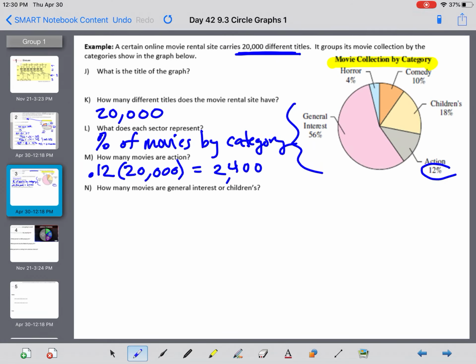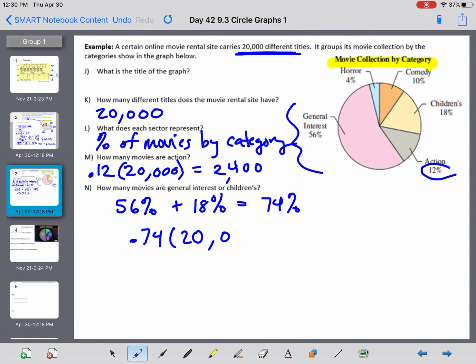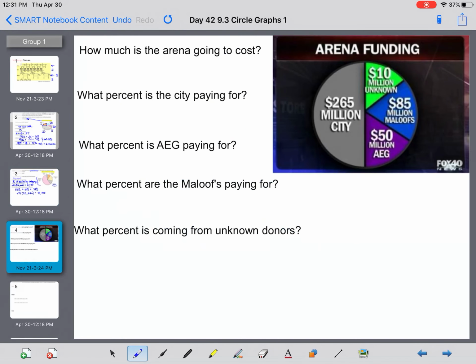And then how many movies are general interest or children's? So general interest, I'm going to see what my percentage is. It's going to be 56. Children's movies are 18%. So I'm going to add those two together. That's 74%. So now I'm going to do the same thing that I did in M. I'm going to take 0.74, so I'm converting that percentage to a decimal, and I'm going to take 74%, 0.74 of the total number of titles. And if I go ahead and do that computation, I'm going to get 14,800 of the movies are general interest or children's movies.